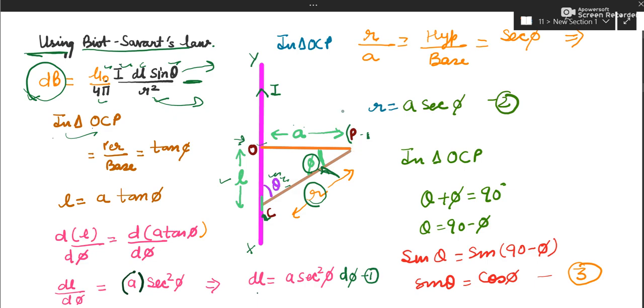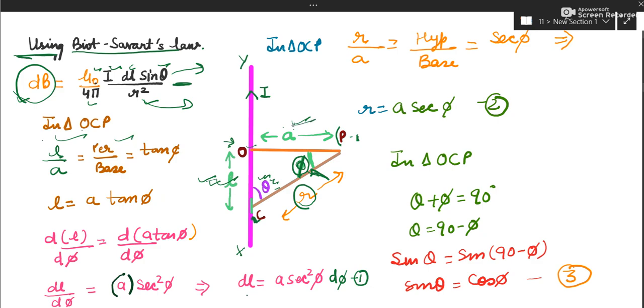Here we have to keep L up, A down, in terms of phi. This is phi. So you can see L is perpendicular, right? And A is the base, right? So this is tan phi. So L is equal to A tan phi. Now I'm differentiating with respect to phi. So this is d by d phi applied on both sides, and A tan phi can be written as A outside, and tan phi's differentiation is sec square phi. So my dl is ready as A sec square phi d phi. This is my first equation. Now I'll have to target R.